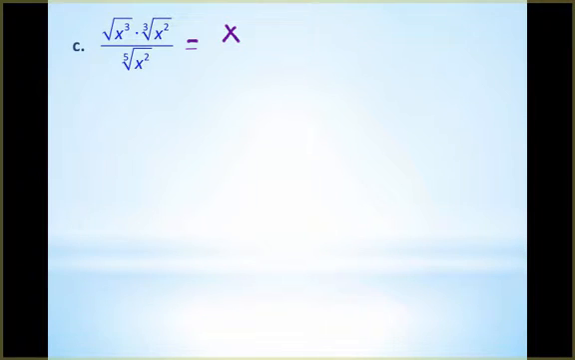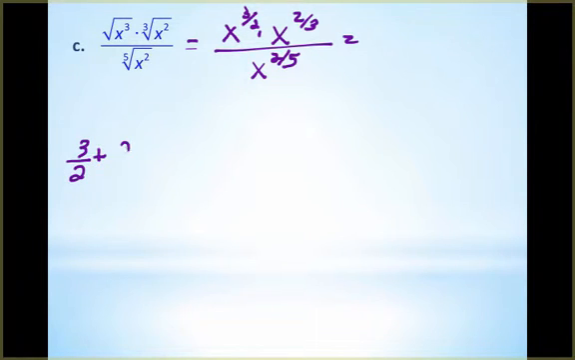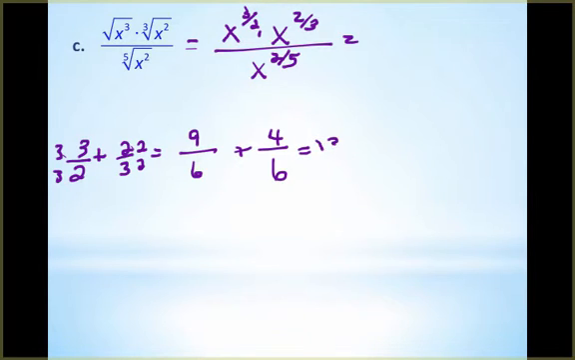In our last problem, we're going to take the square root of x cubed and write that as x to the 3/2. Then the cube root of x squared is x to the 2/3. And we're going to divide that by the 5th root of x squared, which would be x to the 2/5. So I'm going to multiply these on the top. So I want to add 3/2 plus 2/3. That's going to give me 9/6 plus 4/6, which will be 13/6. So the top is going to be x to the 13/6 over x to the 2/5.